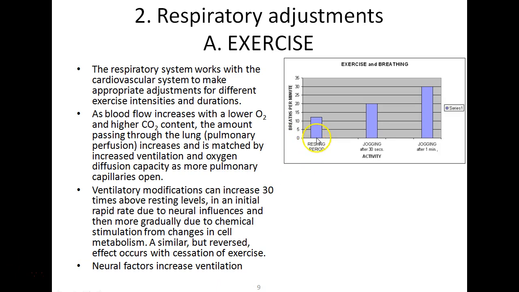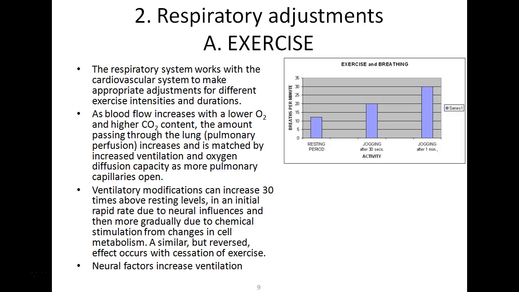In a resting period, we're talking about the usual around 12 breaths per minute we've been discussing. Perhaps jogging after about 30 seconds is going to raise those breaths per minute to approximately 20. Jogging vigorously after 1 minute is going to raise that breath rate even further. So what's happening here is that muscles are using up that oxygen. And so we're going to have blood flow with a lower amount of oxygen and a higher carbon dioxide content.